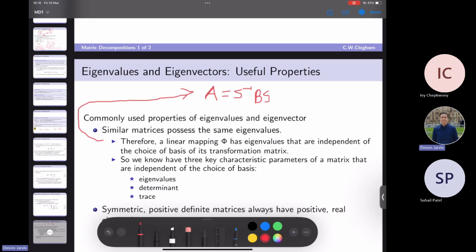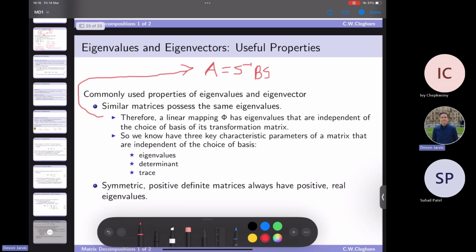Okay. So similar matrices possess the same eigenvalues, therefore a linear mapping has eigenvalues that are independent of the choice of basis of its transformation matrix. So we now have three key characteristic parameters of a matrix that are independent of the choice of basis: our eigenvalues, our determinants, and our trace.